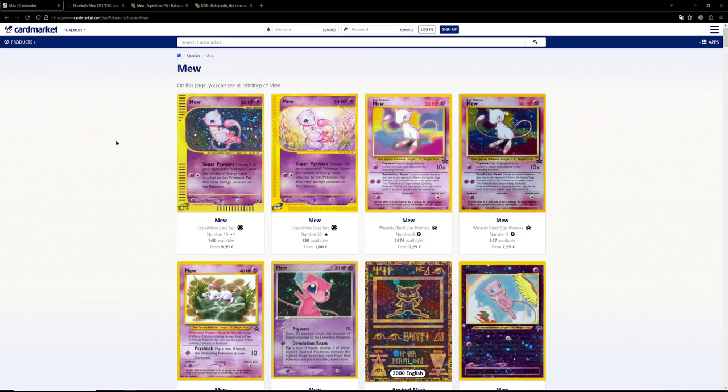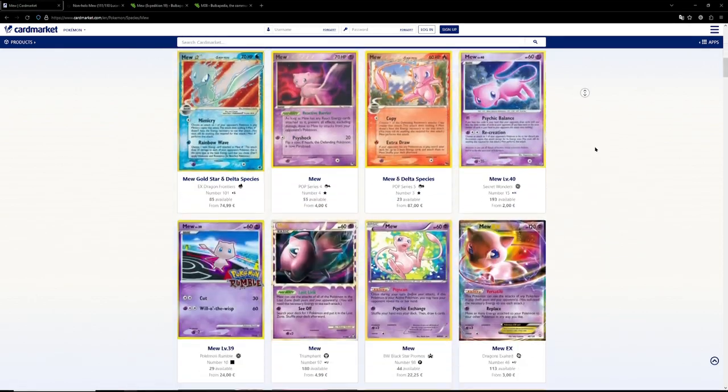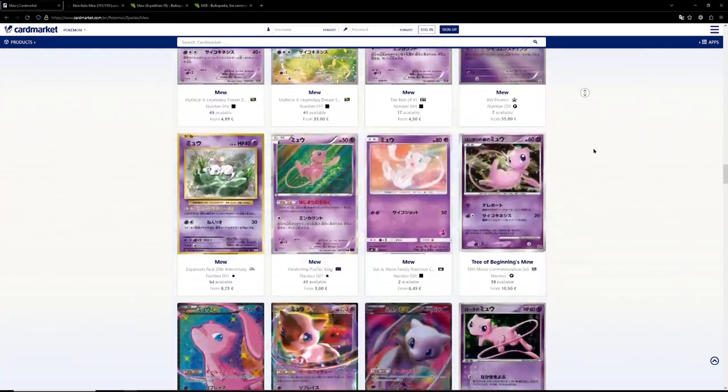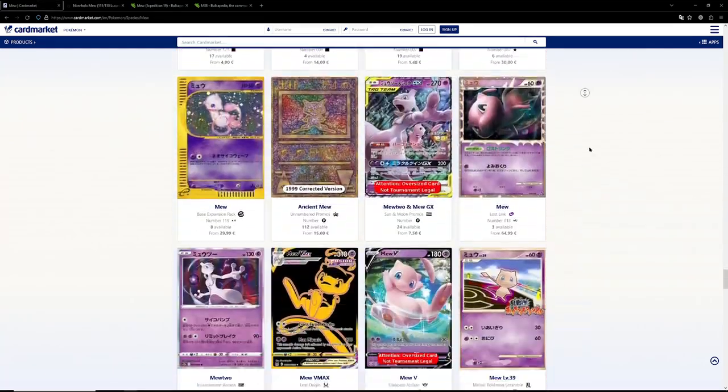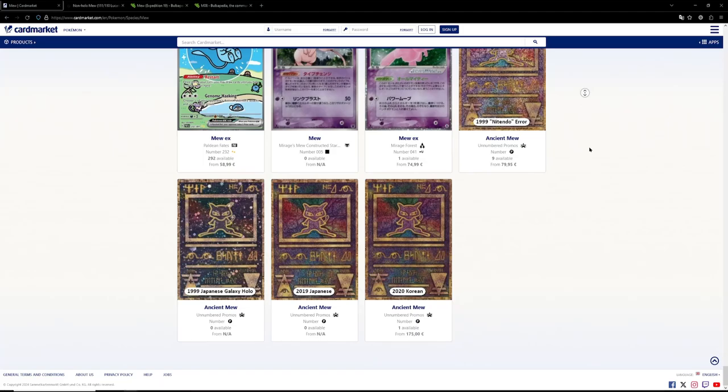Mew's my favorite Pokemon. I think you should know that by now, if the name wasn't any indication itself. But I've always wondered, out of the over 50 Mew cards currently available in the TCG, which one of these would be considered the rarest Mew card?